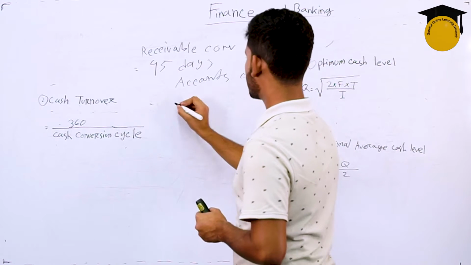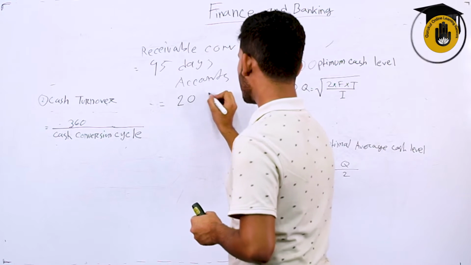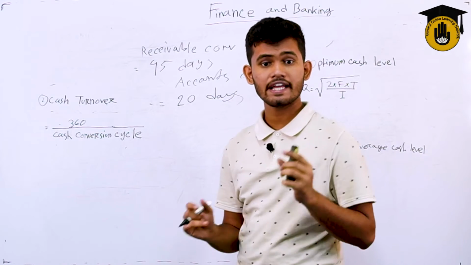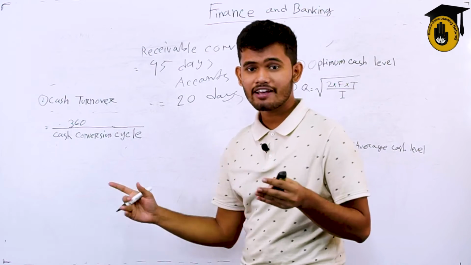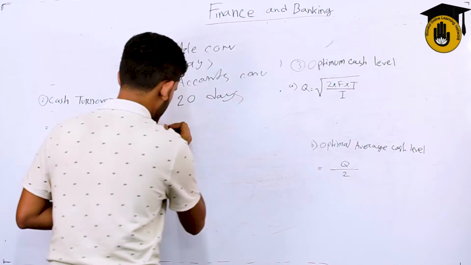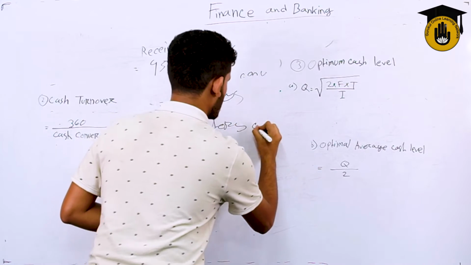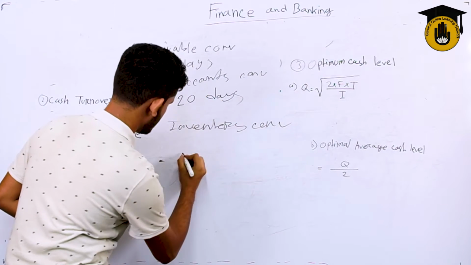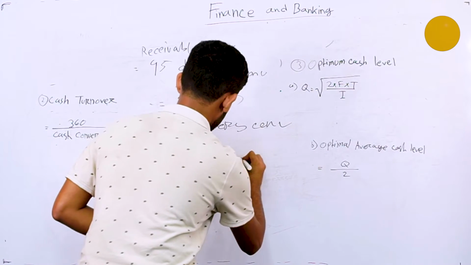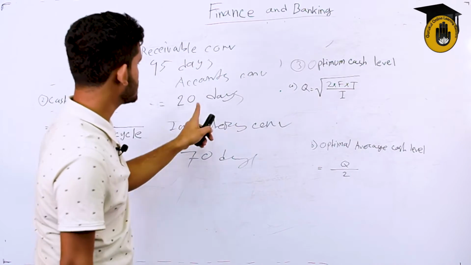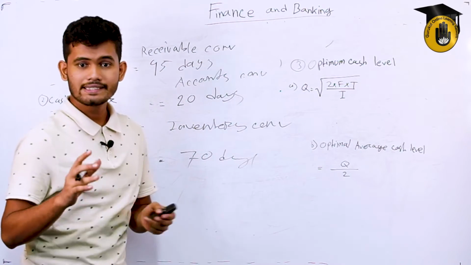Accounts payable conversion days will be 20 days. And inventory conversion period will be 70. Inventory conversion days will be 70 days. Receivable conversion day 45, accounts payable conversion 20 days, and inventory conversion of 70 days.